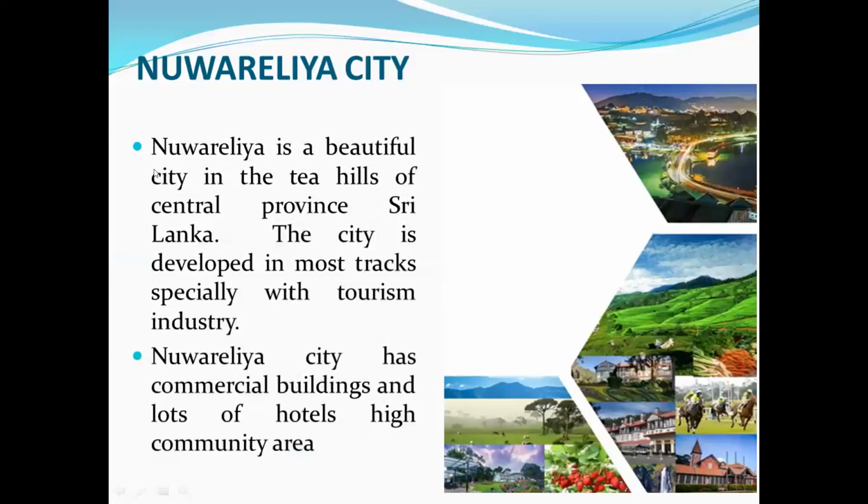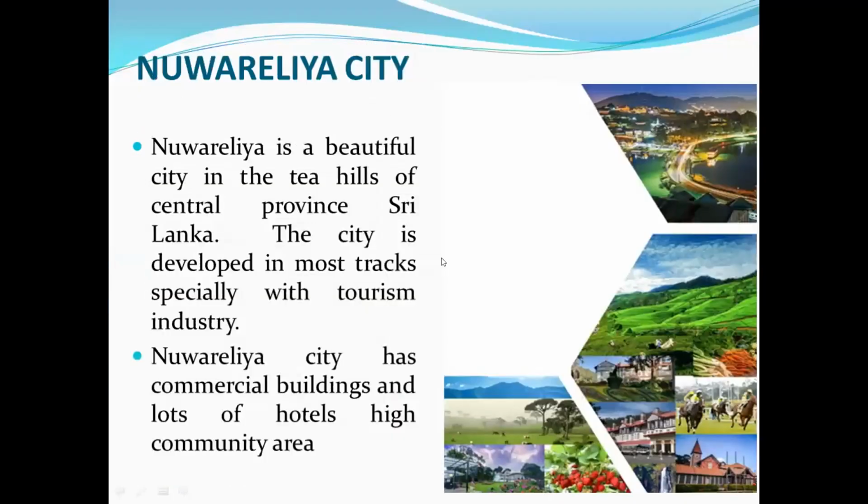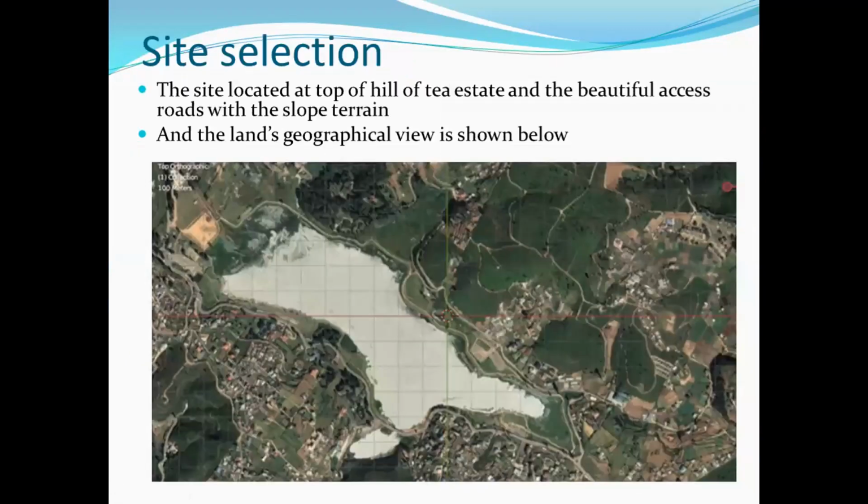Good morning, everybody. Today, my presentation depends on sustainable construction based on site context. I selected the site at Nuwara Eliya city for a stadium. Nuwara Eliya is a beautiful city with the tea hills of the central province of Sri Lanka. The city is developed in most tracks, especially with the tourism industry. Nuwara Eliya city has commercial buildings and a lot of hotels and high community area.